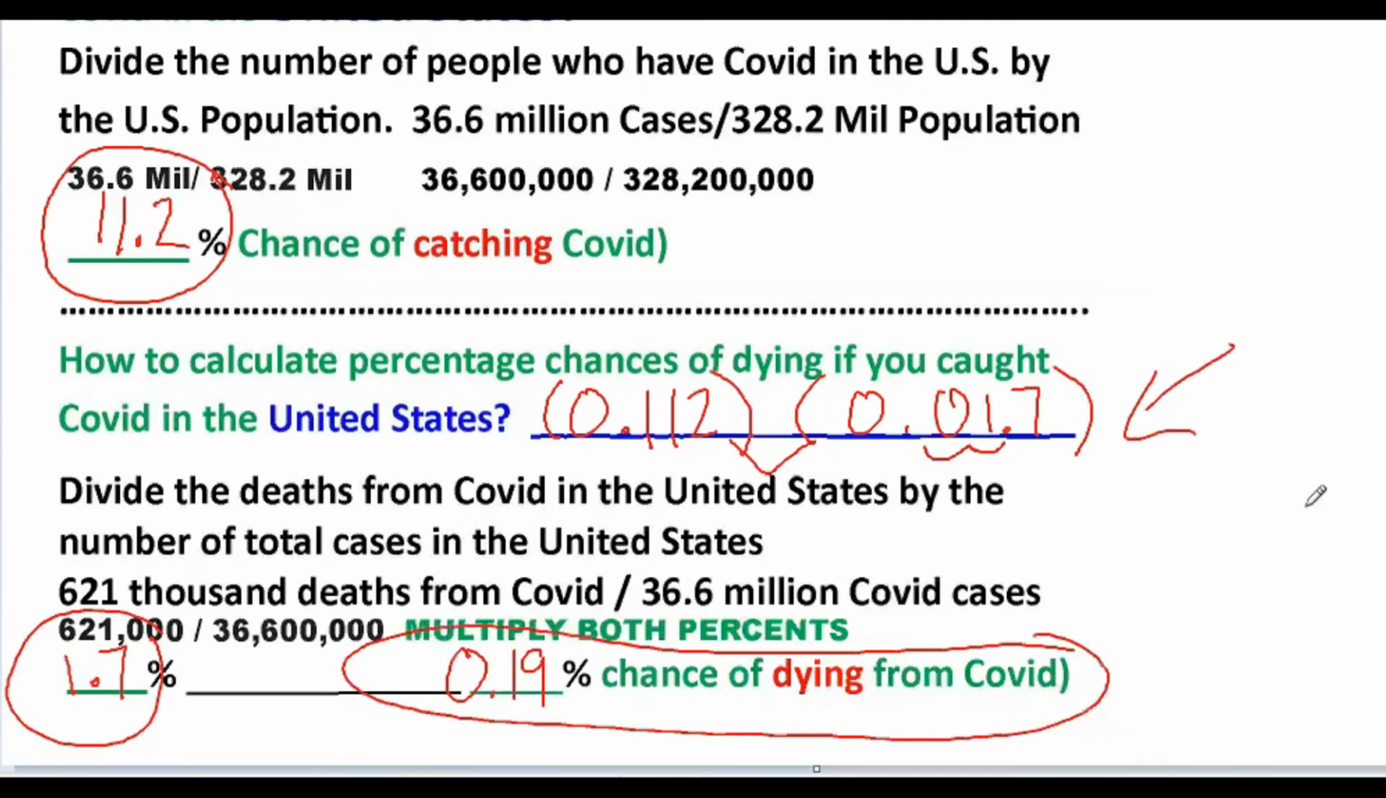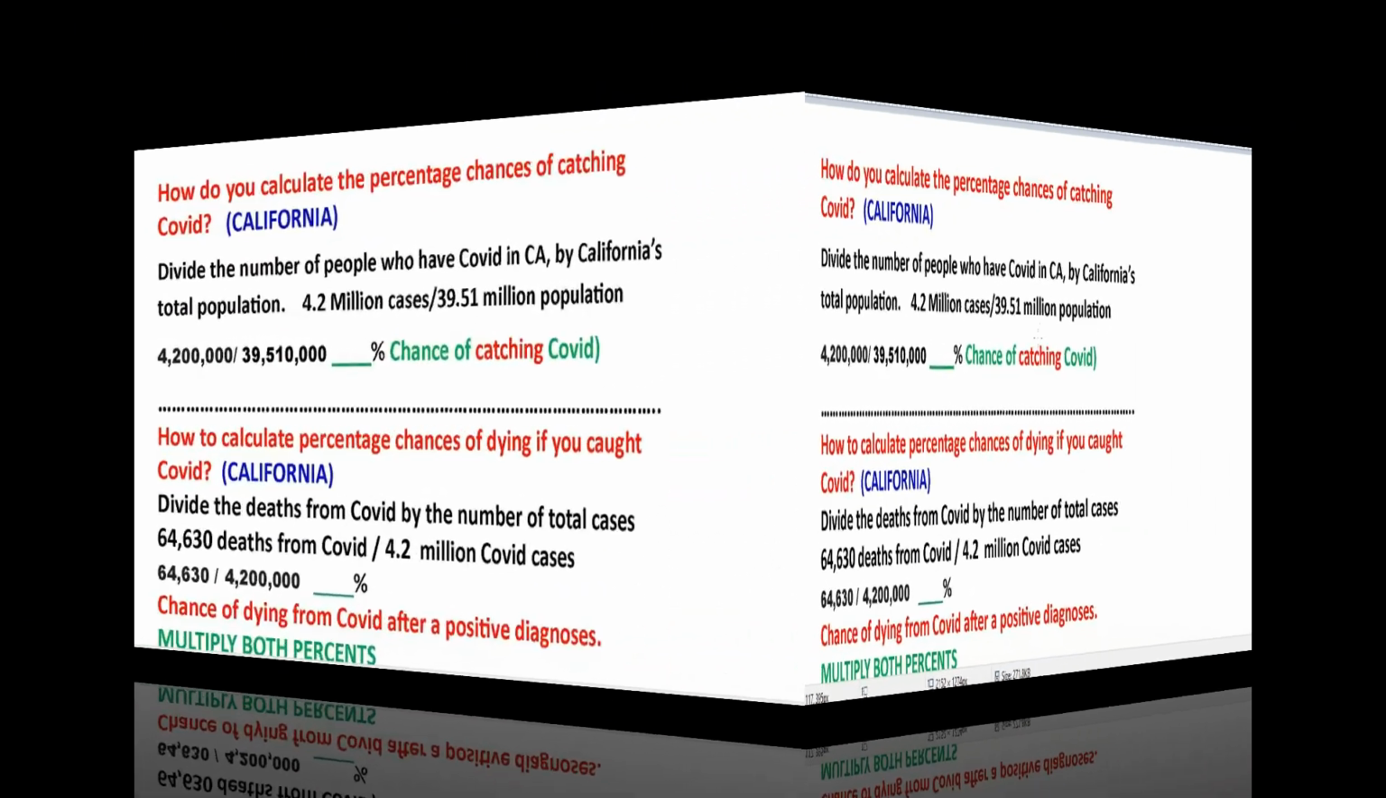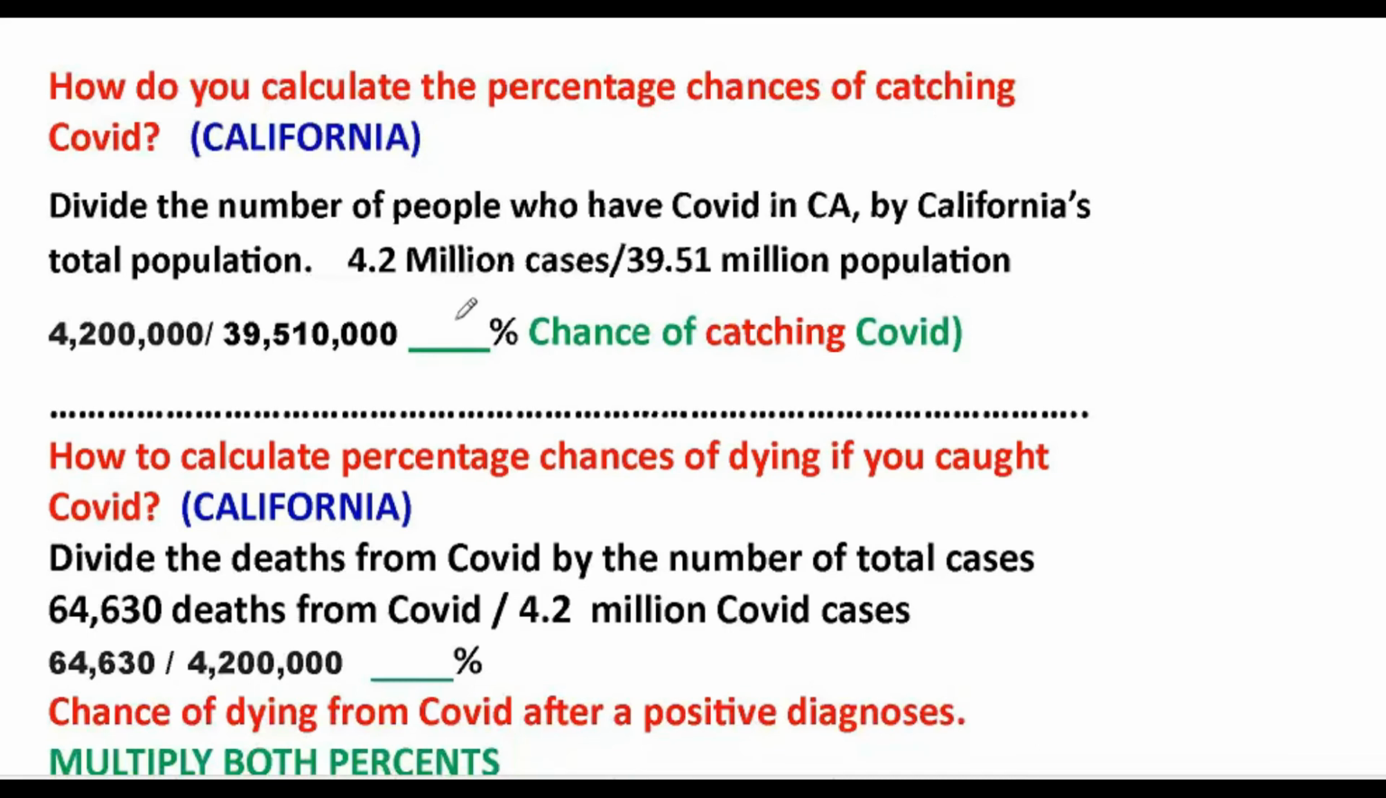Now let's go ahead and go to California. Let's look at the California statistics. All right, California. How do you calculate the percentage of chances of catching COVID in California? You have the same thing, divide the number of people with COVID in California by the total population. The total COVID cases is 4.2 million in California, and the population is 39.5 million. Okay, and so you do that division. All right, if you do this division challenge correctly, you should get 10.6. So you have a 10.6% chance of catching COVID here in California.